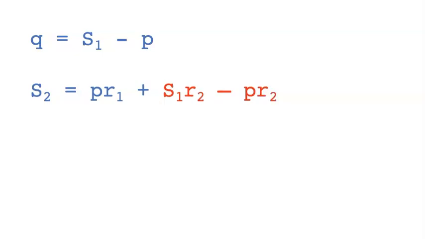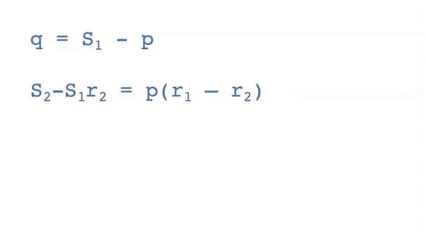Now let's distribute the multiplication of r1 like this. Now let's switch places on the pr2 and the s1r2. Just move them left and right. Next, we see that p is a common factor of both pr1 and pr2, so let's pull out the common factor like this. Next, let's subtract s1r2 from both sides.